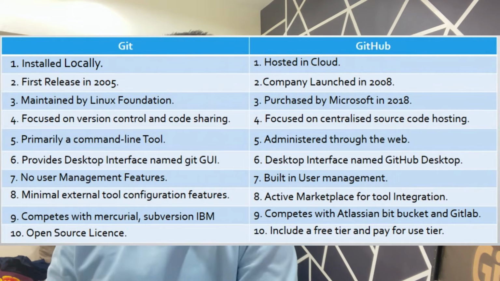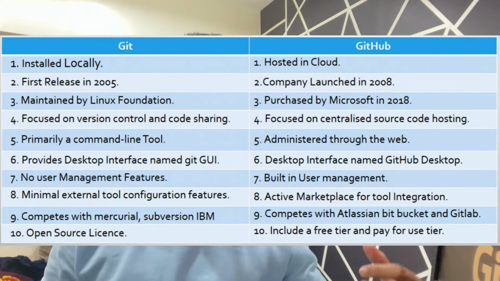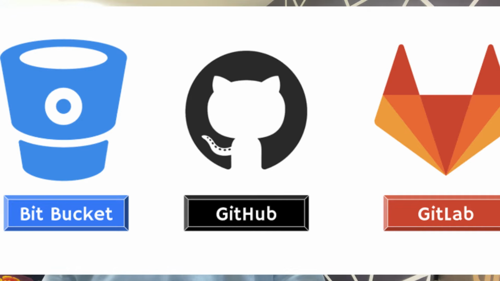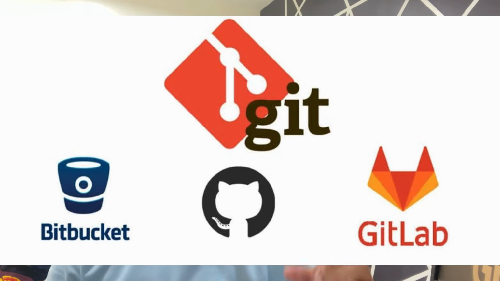So we use Git for version control and GitHub to host and collaborate on Git repositories. However, you should know that there are different alternatives for GitHub, such as GitLab or Bitbucket or CodeCommit. So if you understand GitHub, you can also work with GitLab. You can also work with Bitbucket, but all of them will have Git as an underlying technology to work with. So you need to understand Git if you want to work with GitHub or GitLab or Bitbucket or anything.